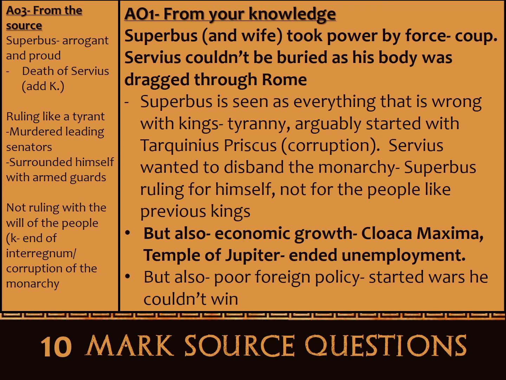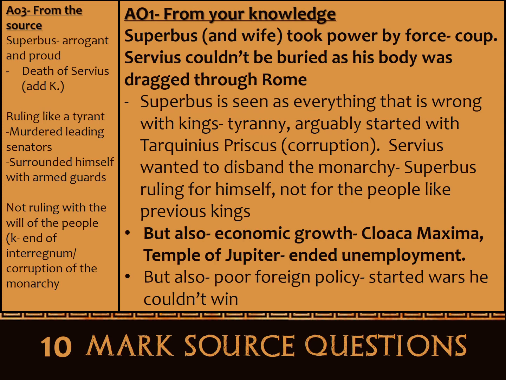This growth of tyranny from the corruption, which arguably, use your own knowledge, starts with Tarquinius Priscus sneaking his way to the throne by less than legitimate means. We can even throw in extra bits of knowledge, like Servius, the previous king, wanted to disband the monarchy because it was seen as becoming outdated, a bit corrupt. It was too much for one man to handle. Superbus, though, is not having that. He's ruling because he wants to be king, not because the king is the best way to rule.